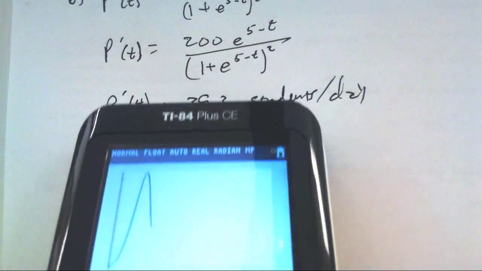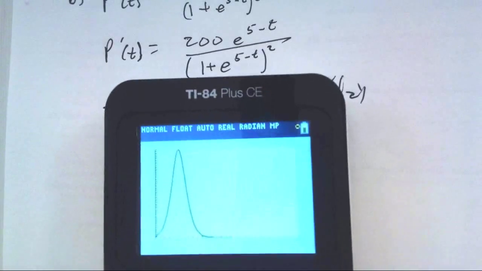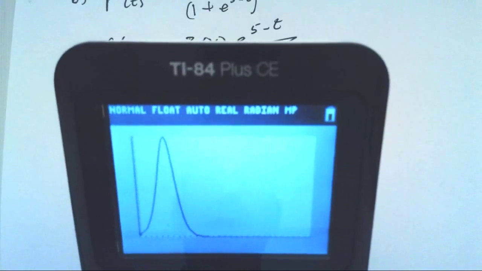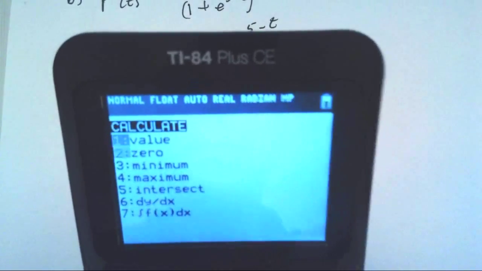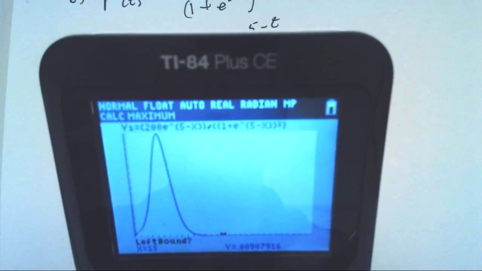Ooh, we don't, oh man. Yep, we found, oh, of course we found a max right at the top, and we found it early. Hopefully that shows up. There it shows up right there. So I'm going to second calc maximum. And this is our growth rate.